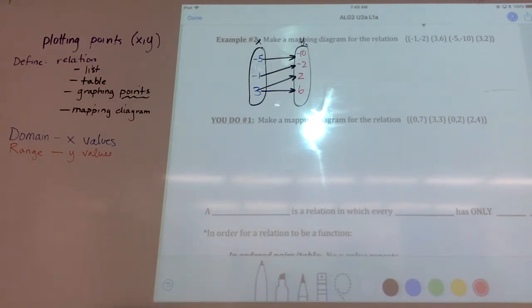All right, why don't you try the next example? Since we did one, your turn to do one. You can do all one color. You could do color, domain one color, range another. Draw your arrows. I'll put the final answer up in about a minute. Okay, so you're doing the you do section.